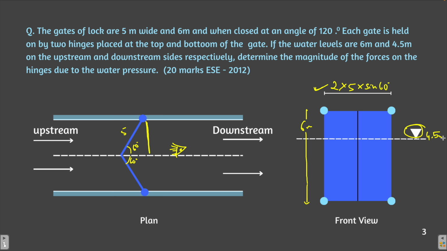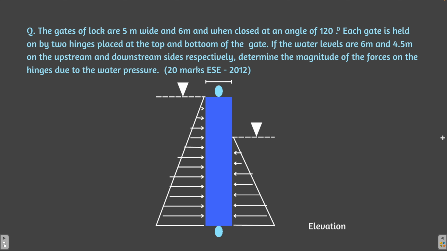Now let's start solving this question. So this is the elevation of the gate. This is the pressure diagram for the upstream side. This is the pressure diagram for the downstream side. Let me write it here. This is upstream side, this is downstream side.